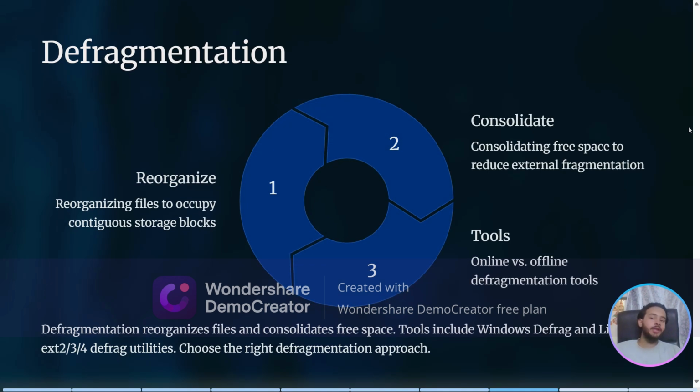Defragmentation. Let's talk about the types of defragmentation. First, reorganize: reorganizing files to occupy contiguous storage blocks. Second one is consolidate: consolidating free space to reduce external fragmentation. Tools: online versus offline defragmentation tools.